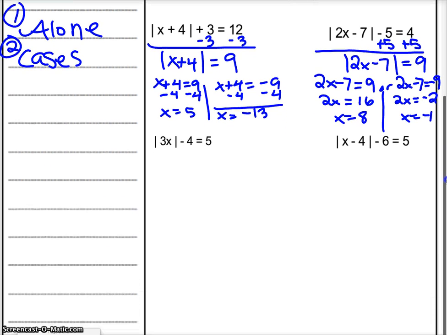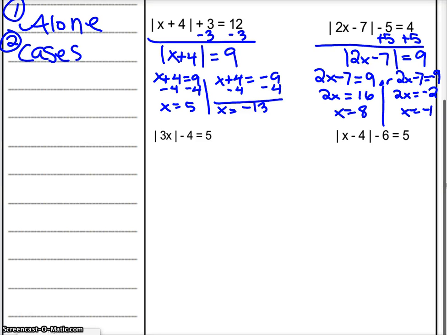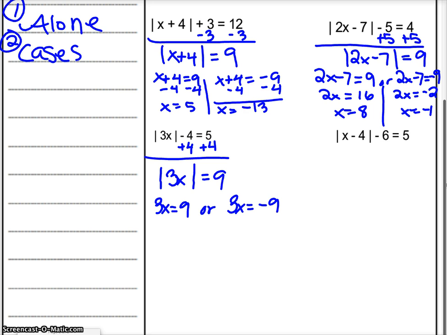Okay, next one. Alone case. Is it alone right now? No, what's by it? Minus 4 is by the absolute value, so I need to move minus 4. So I'm going to plus 4. And I get the absolute value of 3x is 9. Now it's alone. Now I make my case. 3x equals 9 or 3x equals negative 9. Solve. X is 3 or negative 3. It's a lot of math, don't you think?